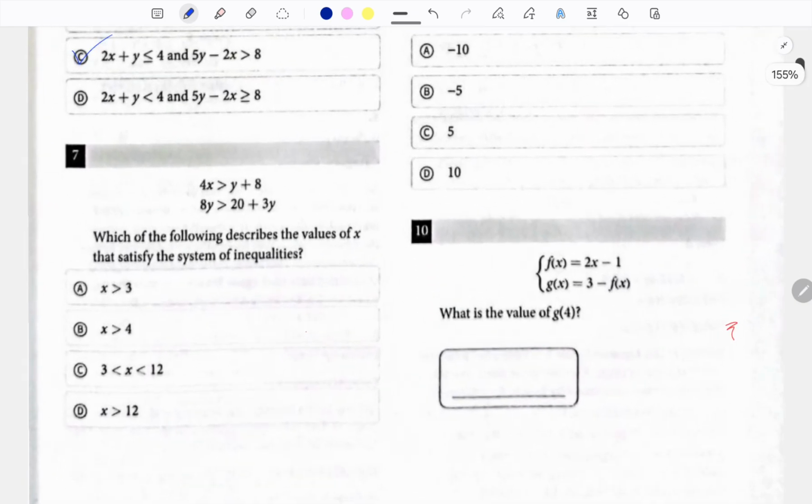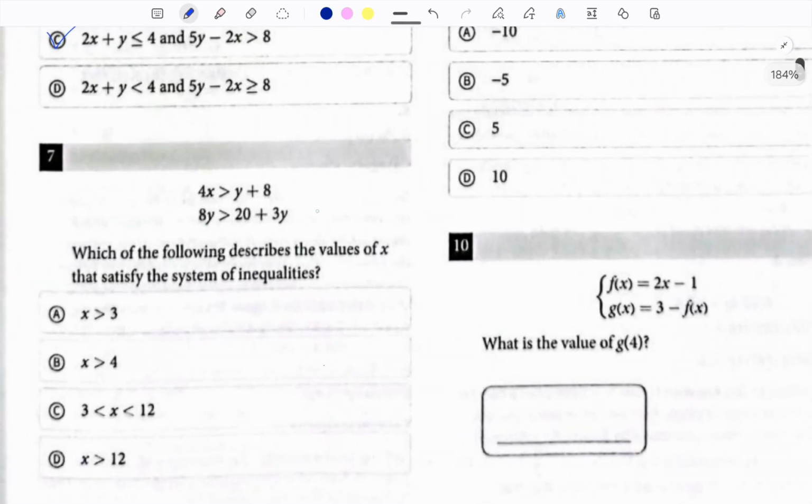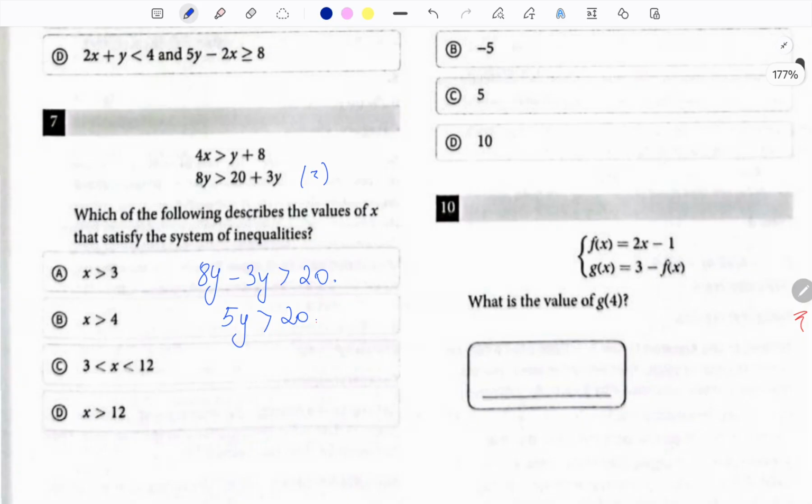Then next question, which of the following describes the value of x that satisfies the system of the inequalities? So let's look at the inequalities. From the second inequality, if we subtract 3 times y from both sides, we will get 8 times y minus 3 times y is greater than 20. And from this inequality, we can write 5 times y is greater than 20, and let's divide both sides of this inequality by 5. We will get y is greater than 4.